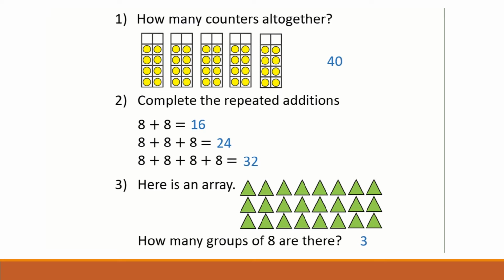And number 3, here is an array. And you can see it says how many groups of 8 are there. So we have 1, 2, 3 groups with 8 in each. So well done if you were able to think of those answers. Super.